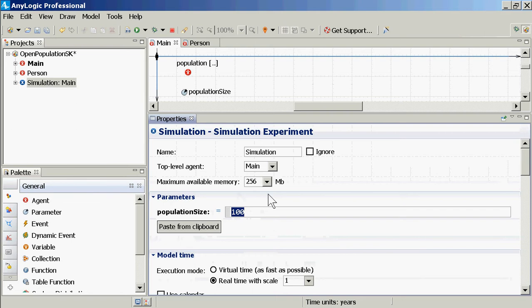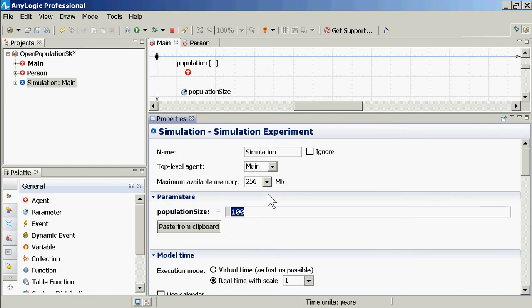Population size is a parameter in main. What thing is it in the model that creates main, that brings it into existence? It's the experiment. The experiment is what tells main what to assume to start it off. And so when you define a parameter in main, the value to assume for that parameter is set in the experiment. It's just as if when you add a parameter to person, the value to assume for that parameter is set by the population.